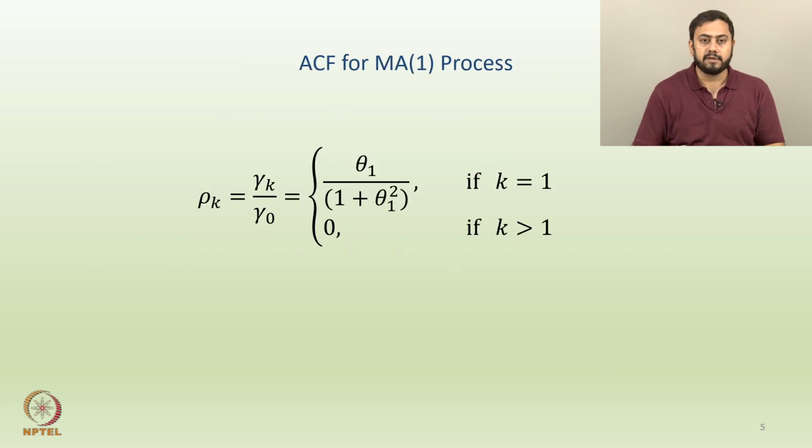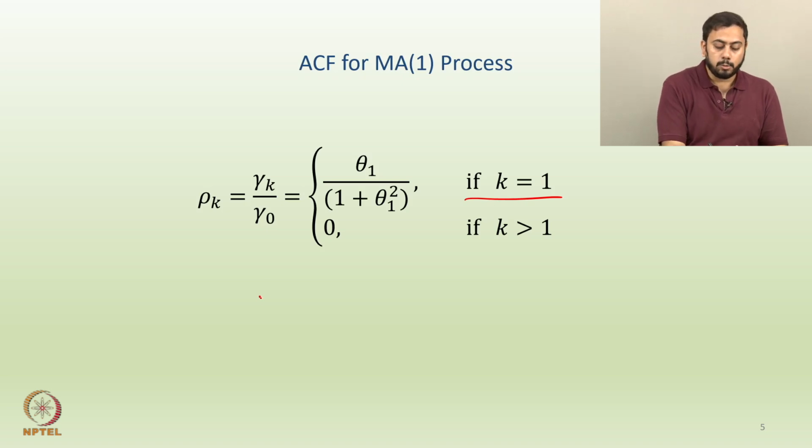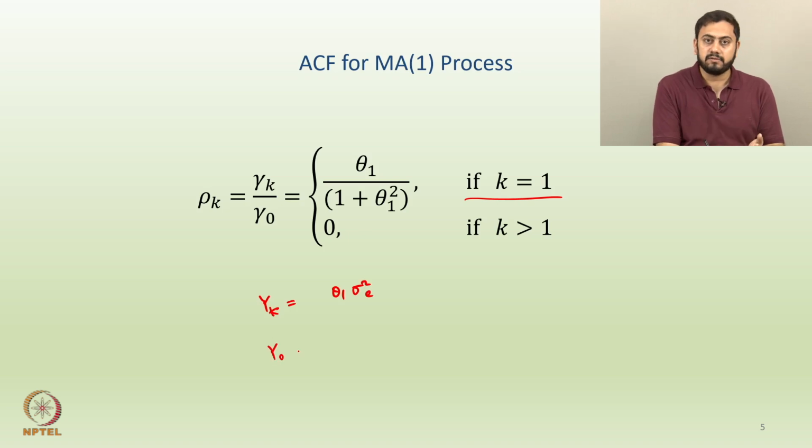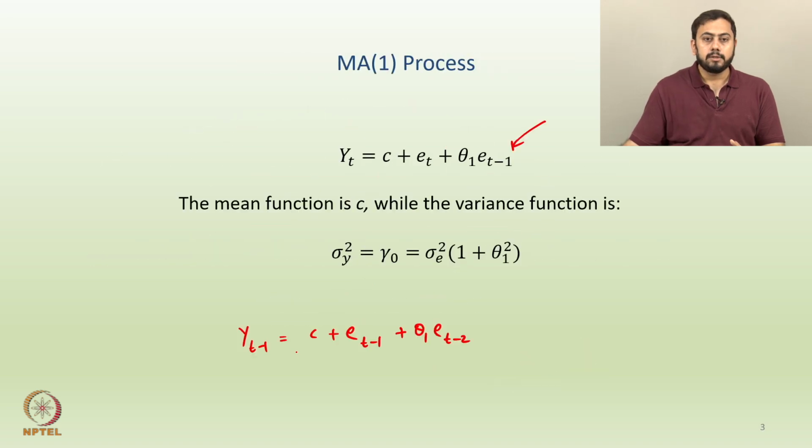The ACF takes a very simple form. By the way, the ACF is rho k, and rho k is nothing but gamma k divided by gamma 0. Whenever the lag is 1, if you remember, gamma k was theta 1 into sigma squared e. And gamma 0 is nothing but the variance function of a MA(1) process. If you go back a couple of slides, this is exactly the variance function of a MA(1) process.